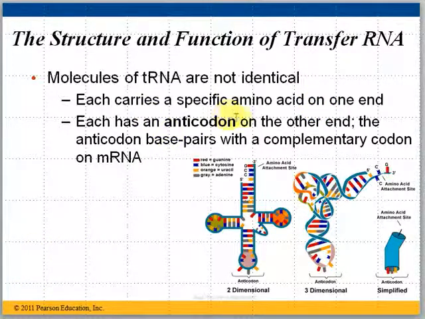Each one has what we call an anticodon on the other end, and that anticodon is what matches up with the messenger RNA, what we call the complementary codon on the messenger RNA. So every piece of transfer RNA is not alike. On one end we have what's called the anticodon. That's kind of like the key that fits to the lock of the messenger RNA strip. And then on the opposite end we have a particular attachment point for one specific amino acid.